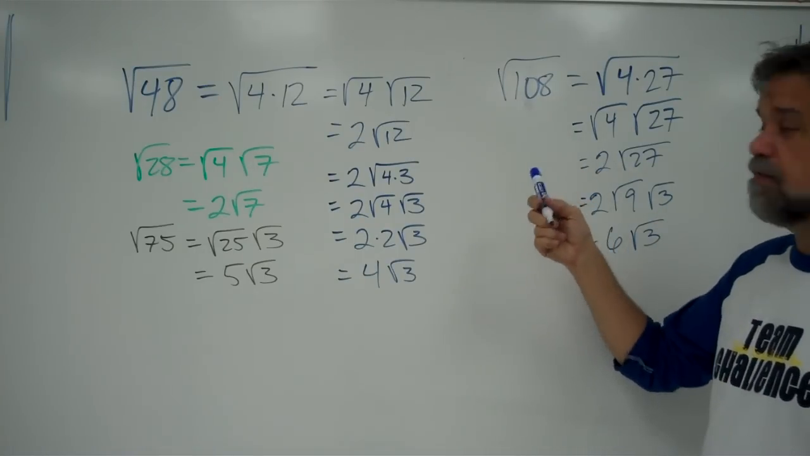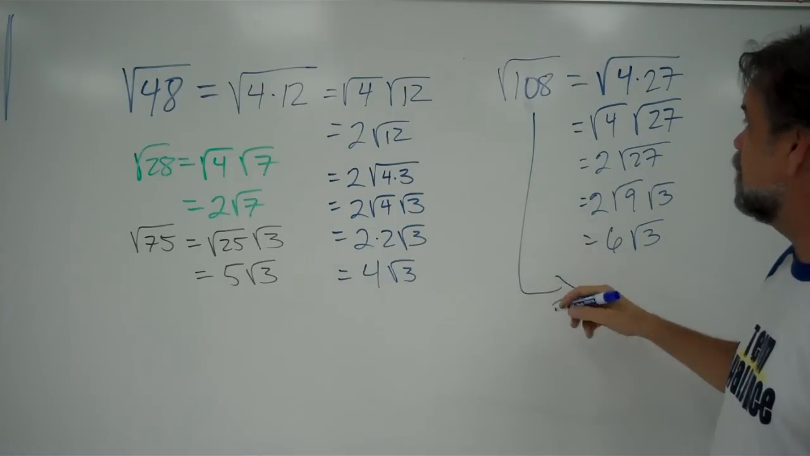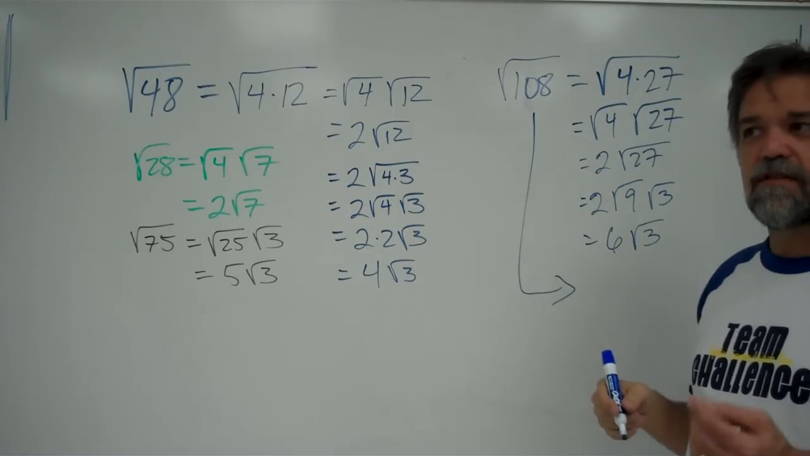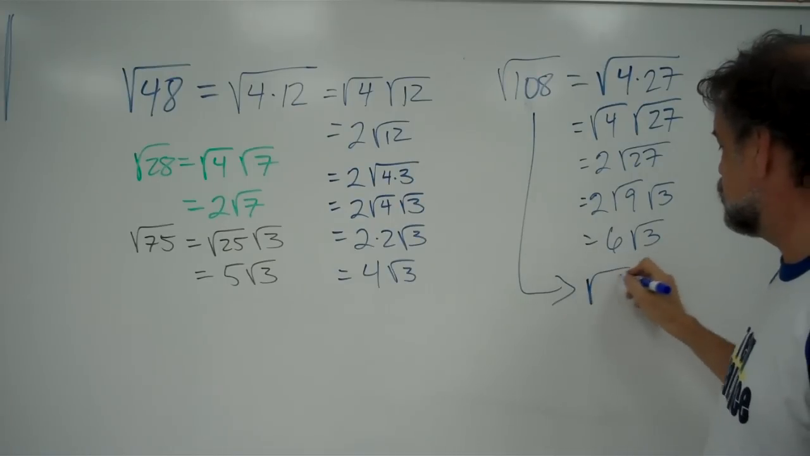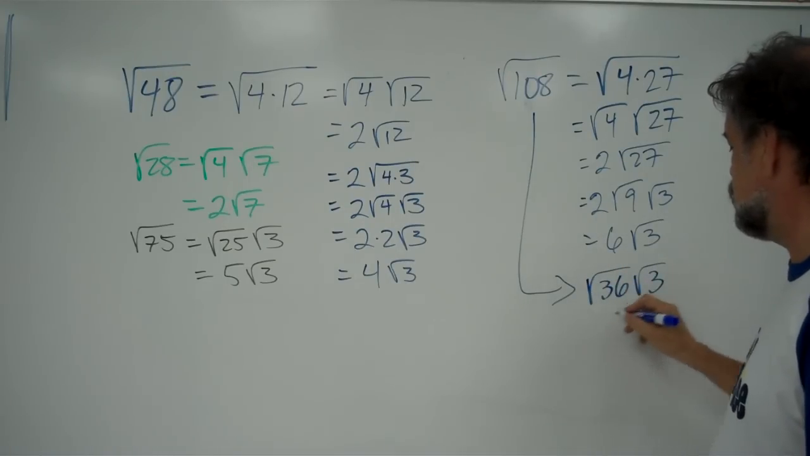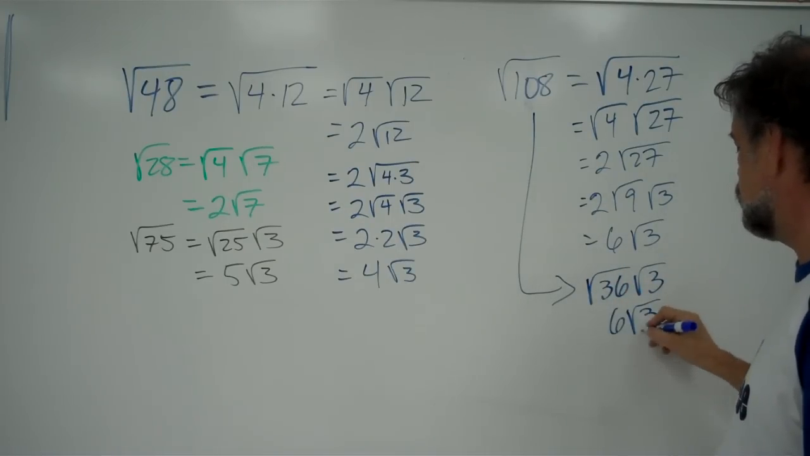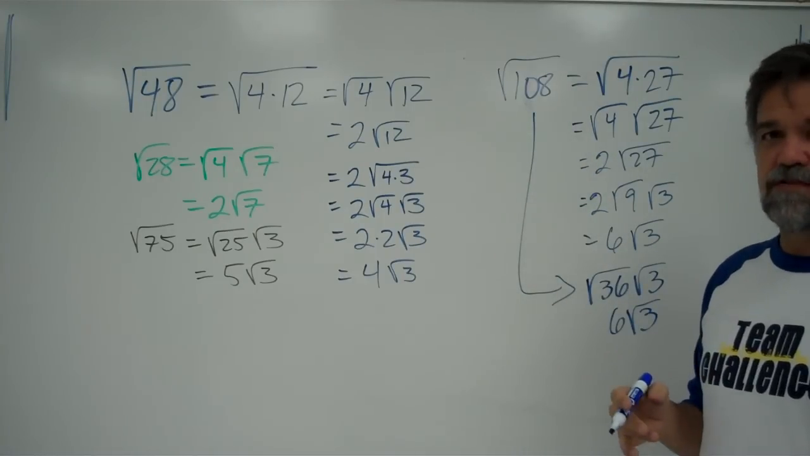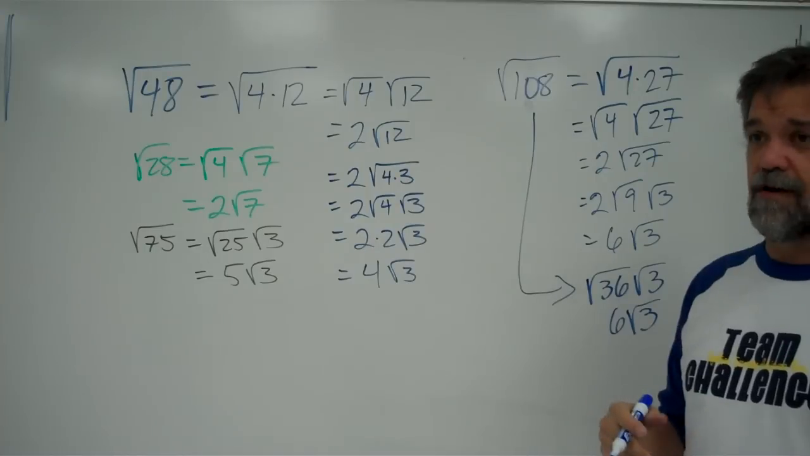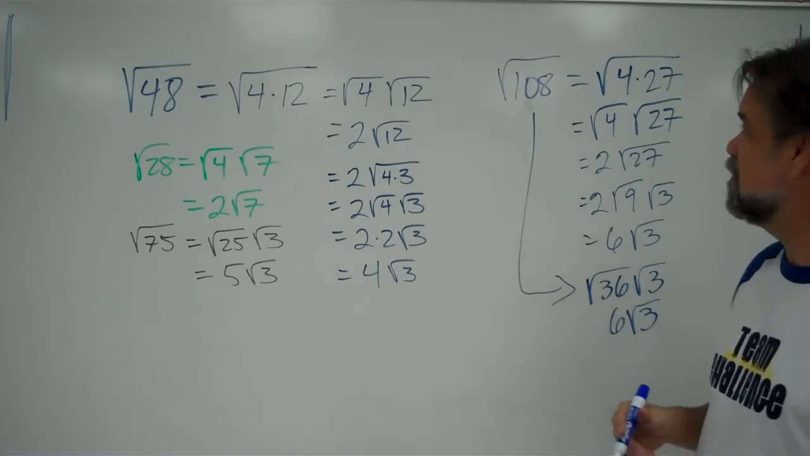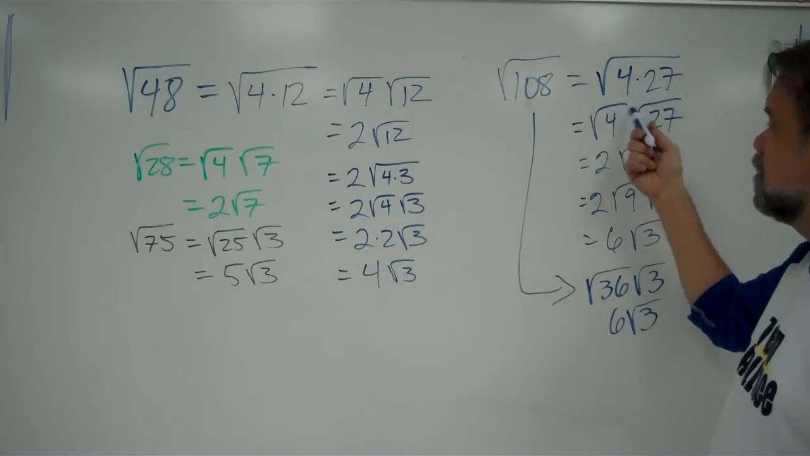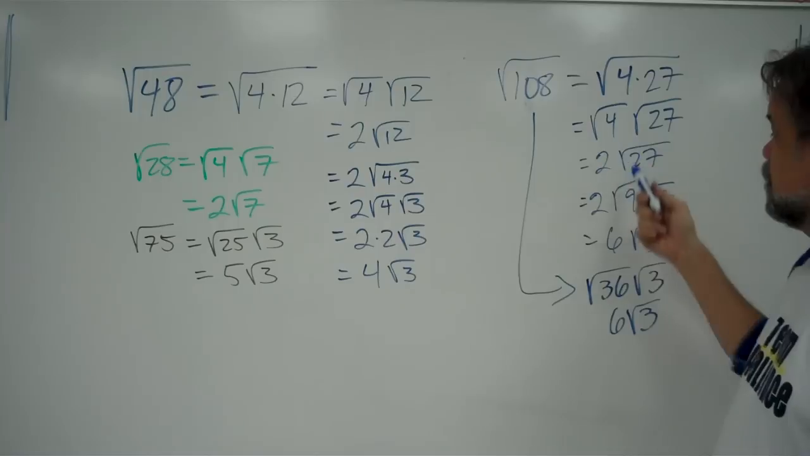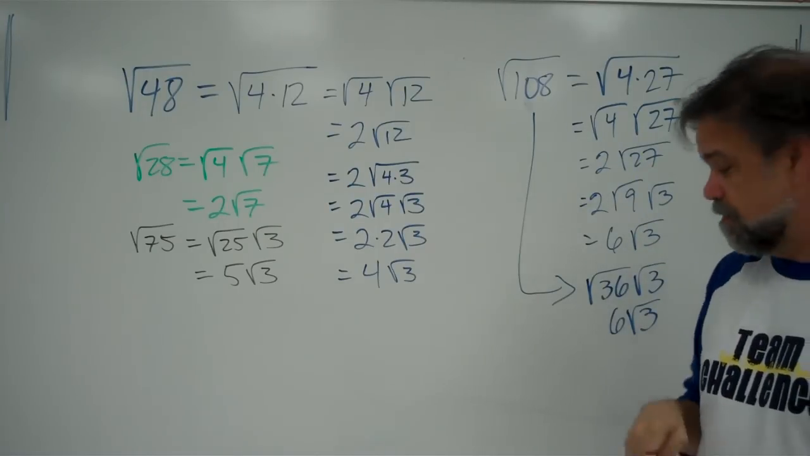I could have gotten here faster if I had said 108. Isn't that 36 times 3? Square root of 36 times the square root of 3, which is 6 times the square root of 3. That's getting there a lot faster, but not all of us are going to look at 108 and say, oh yeah, sure, that's 36 times 3. It's a little easier, or just a little more obvious, to get there this way. Longer, but more obvious.